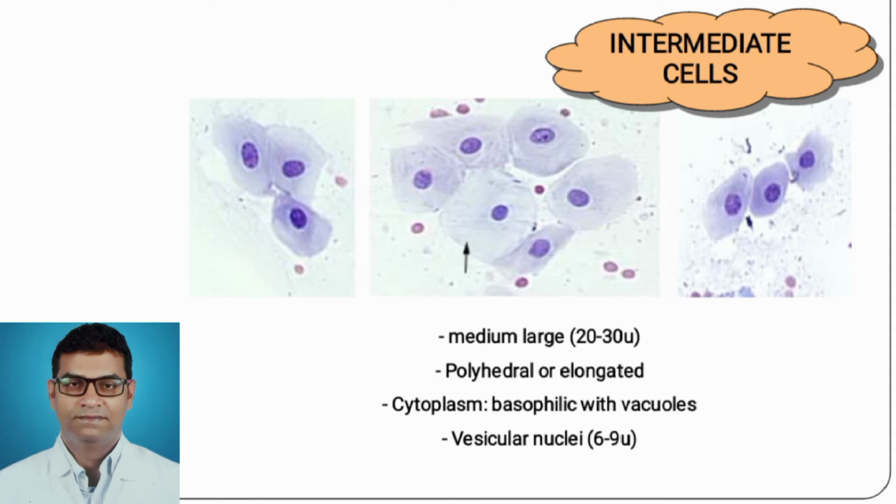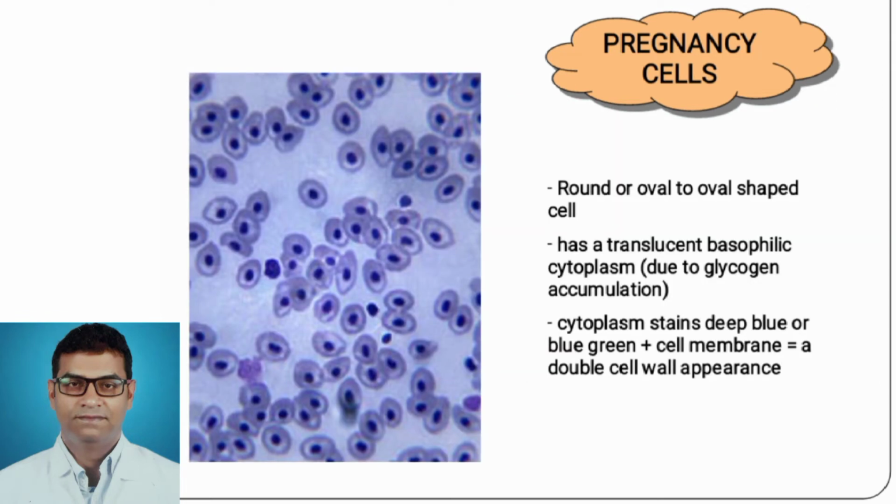Intermediate cells are 20 to 30 microns in size. Medium to large, polyhedral or elongated cells with basophilic cytoplasm with vacuoles, and the nucleus is vesicular, 6 to 9 microns in size. In pregnancy, there are some round to oval cells with translucent basophilic cytoplasm due to glycogen accumulation, and the cytoplasm stains deep blue or blue green.